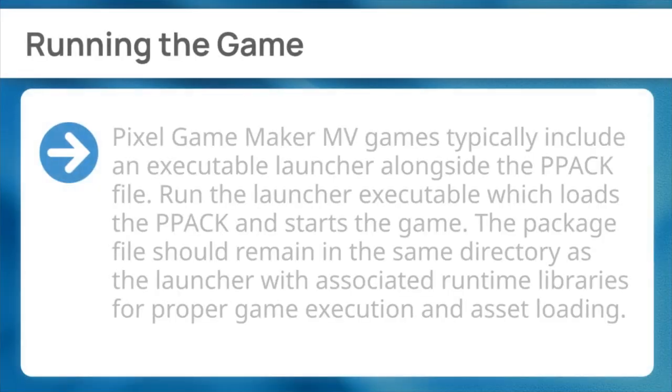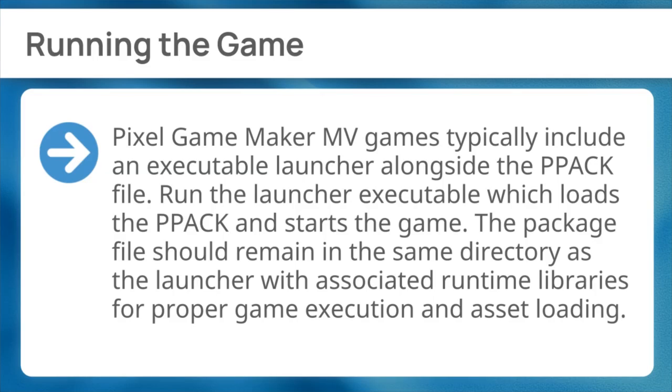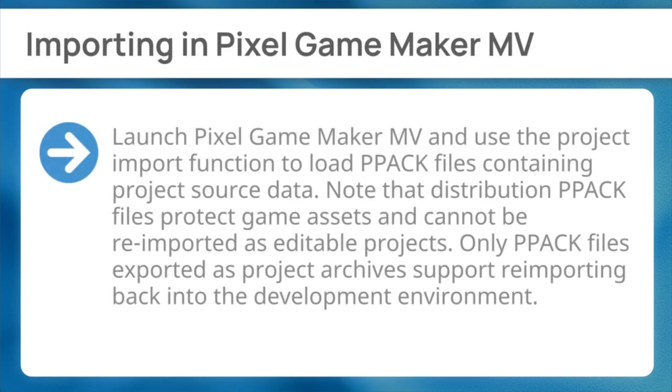First, running the game. Pixel Game Maker MV games typically include an executable launcher alongside the PPACK file. Run the launcher executable, which loads the PPACK and starts the game. The package file should remain in the same directory as the launcher with associated runtime libraries for proper game execution and asset loading.